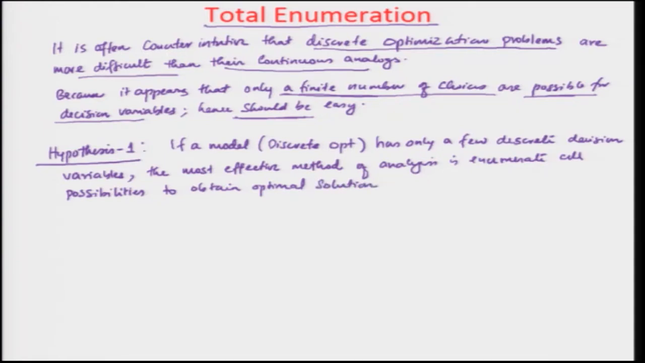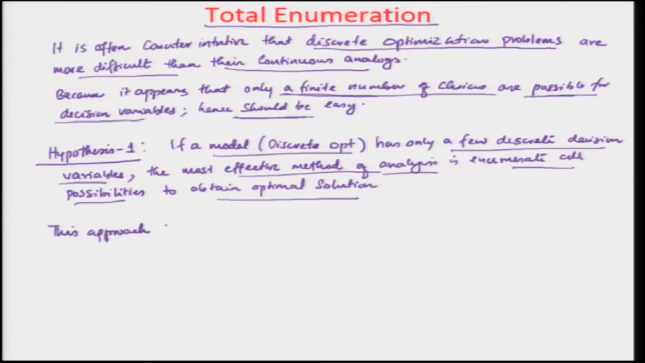So, what we are saying here is, if the model is a discrete optimization model and the number of decision variables is very small, then the effective way of getting the optimal solution is to enumerate all possibilities, run through all the options and then find out. This approach is known as total enumeration.